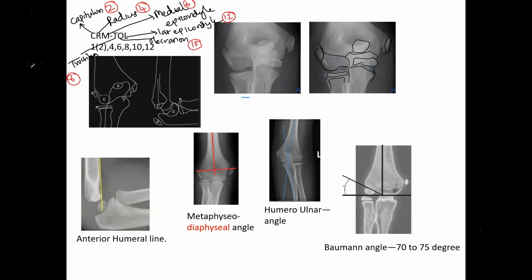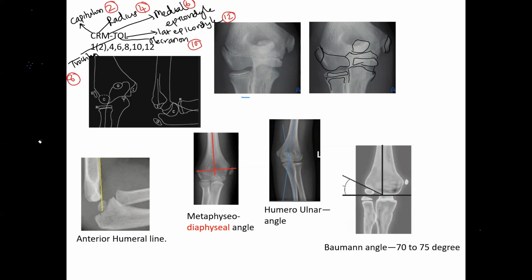So as you see here, this is your capitulum. This is first to appear. Then radial head, two. Then third is medial, third. Then fourth is trochlea. Fifth is olecranon. Olecranon will be this one, fifth. Then sixth is lateral. So this is the series of appearance of the growth plate, physis in the distal end of the humerus. So this you need to remember. There is no other option.